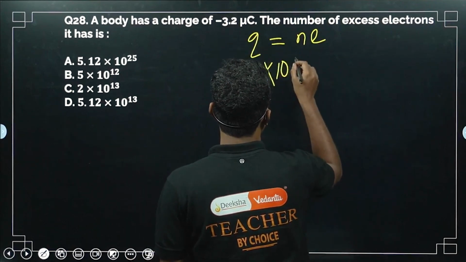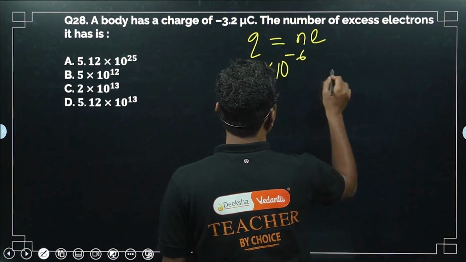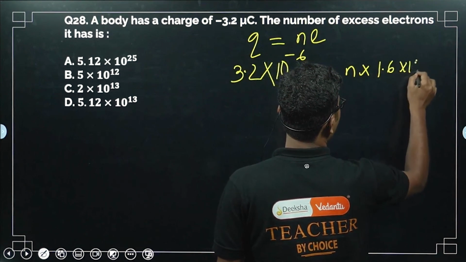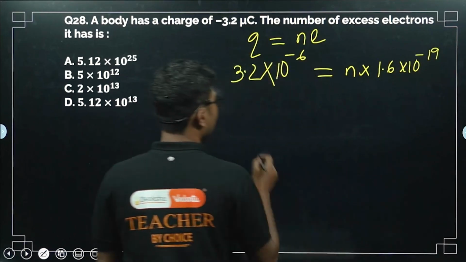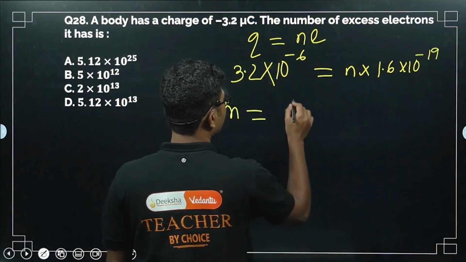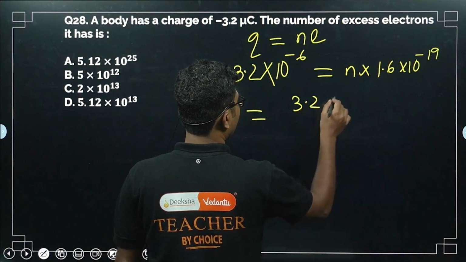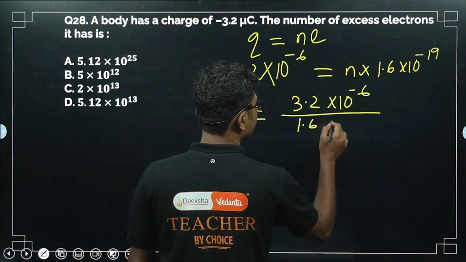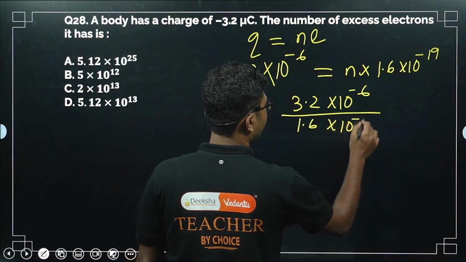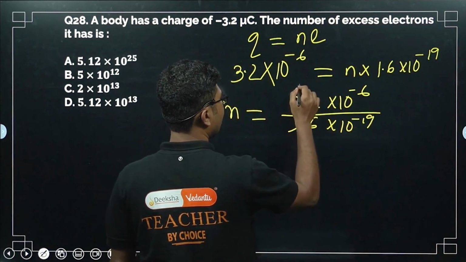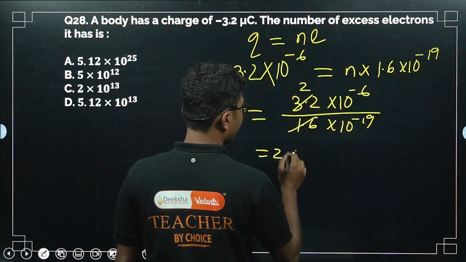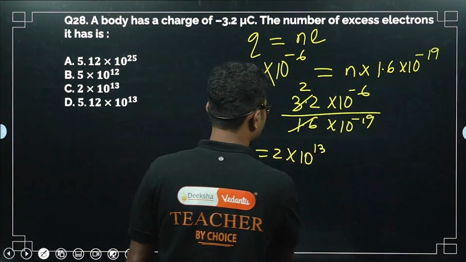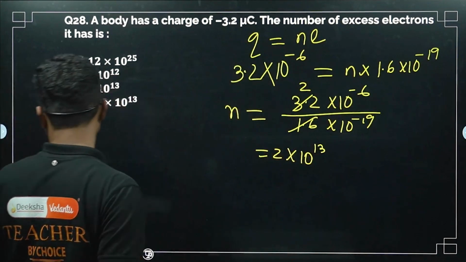So micro means 10 to the power of minus 6. N we do not know. Charge of an electron is 1.6 into 10 to the power of minus 19. Right? So n is equal to 3.2 times 10 to the power of minus 6 divided by 1.6 into 10 to the power of minus 19. So it will cancel. It will become 2. So it is 2 times 10 to the power. This will go up and become 10 to the power plus 13. So the correct answer is option C.